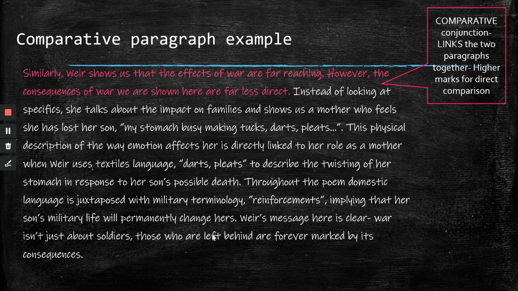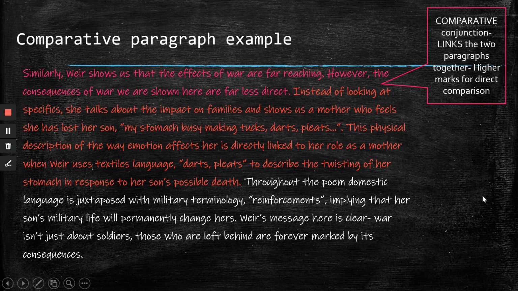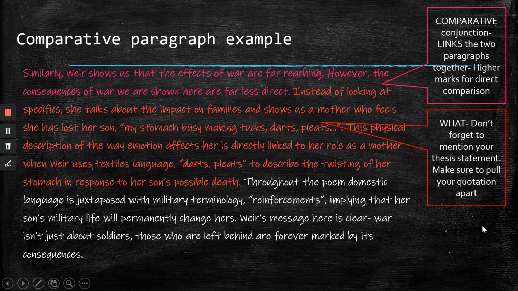You get higher marks for direct comparison. There is nothing stopping you from writing three paragraphs about poem A and then three paragraphs about poem B with the word however in the middle. However, that is going to cap your marks instead of using those direct comparisons. So poem A says this, however, poem B thinks that. It's almost like a boxing match where they have to face off against each other. Okay, so we've got our comparative conjunction. It's only one sentence, and we're moving straight into our what again? Okay, now you'll notice here that I have got my thesis statement in here.